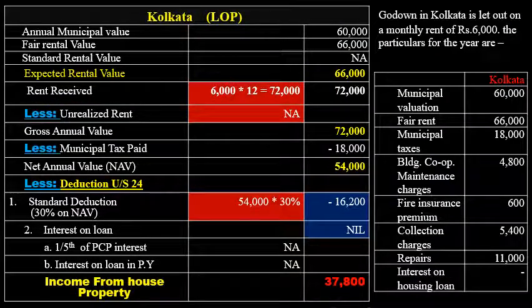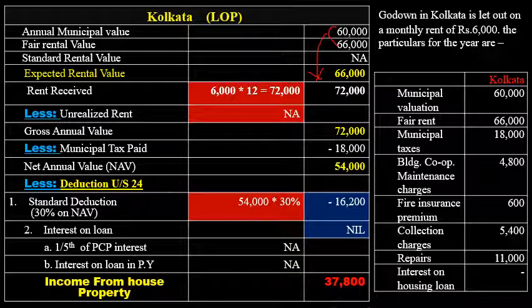Next we'll assess the income of the next property, that is the Kolkata property. Throughout the year used as a let out property. Not much information is given related to the Kolkata property. Throughout the year used as let out. Municipal value 60,000, fair rental value 66,000, no standard rent. So therefore the higher of the two is the expected rental value, 66,000.